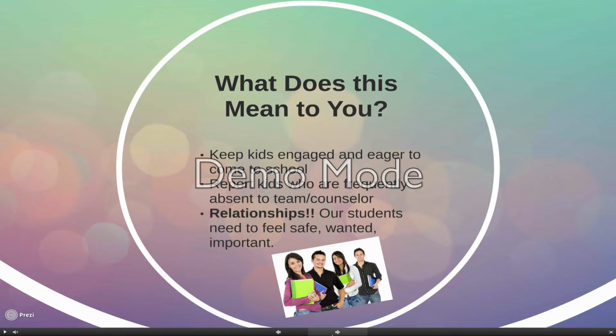And thirdly, apart from the rigor and the relevance that we bring to our curriculum every day, relationships, that third R, is very important. Our students need to feel safe, wanted, and important. And the more that we can do that, the more we can bring them to school. And the more that they're at school, the better our funding will be.